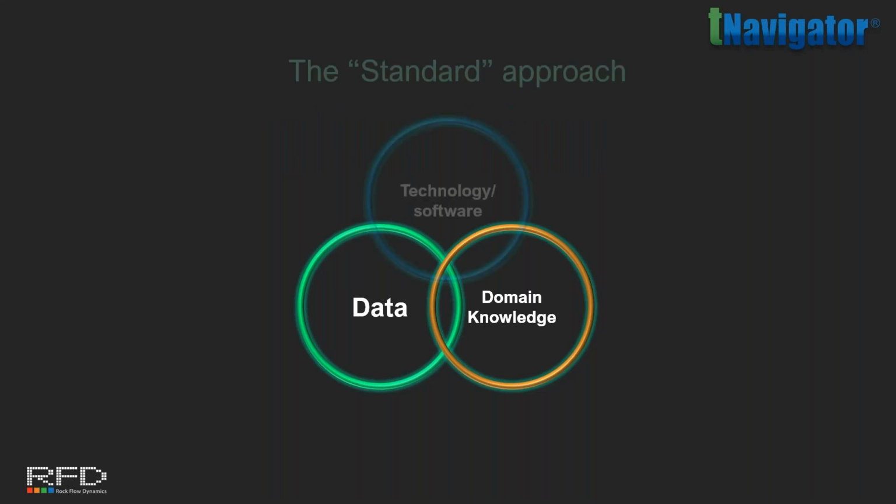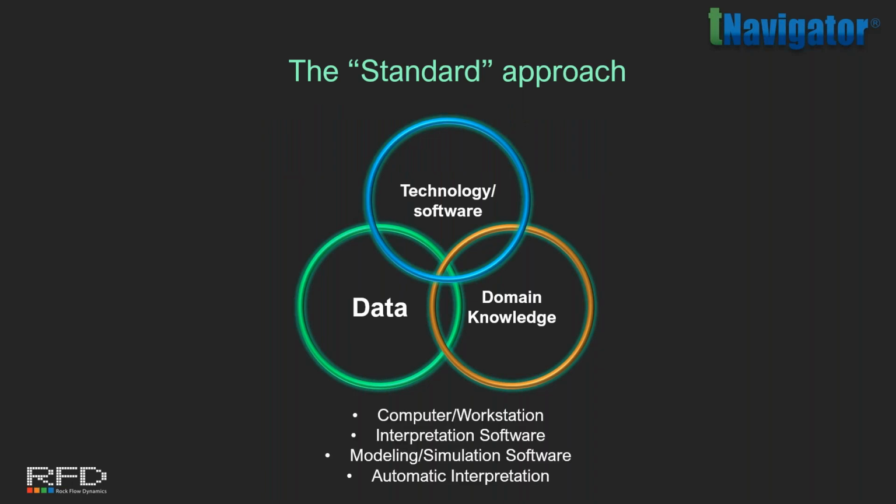However, as time went by, in the 90s or maybe the late 80s, some technology came. There were computers, workstations, and interpretation software, modeling and simulation software. Some of the software included automatic interpretation. So in the 90s or early 2000s, this approach was already implemented by all of the oil and gas companies in the world. So this became the standard industry approach.